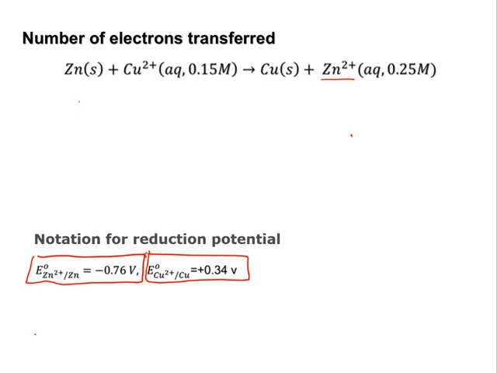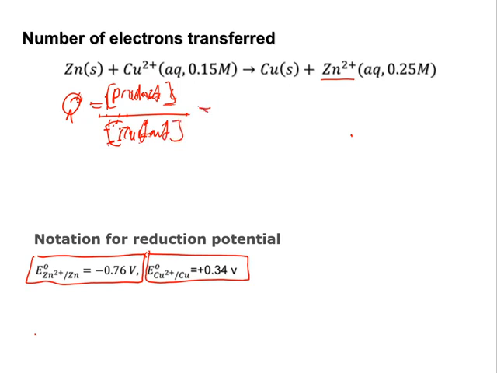So what you get is Q is equal to products divided by reactants. All right. Then the key point, like I have mentioned, only liquids and gases are included, no solids.